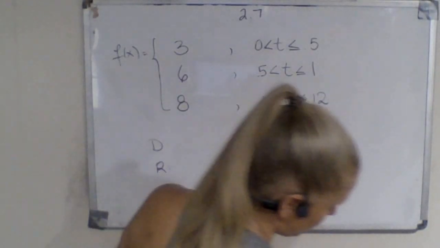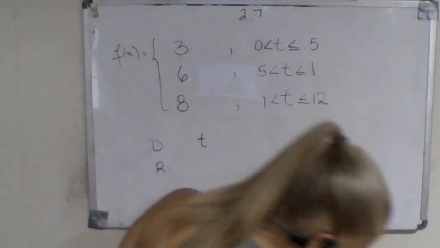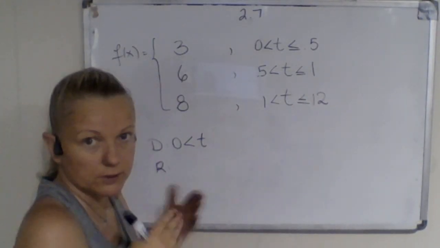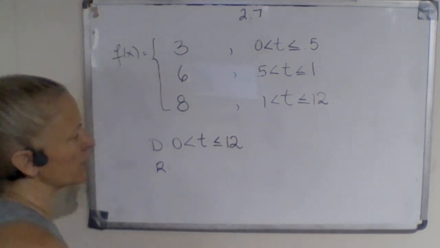They're also asking you for your domain. Domain stands for x, or in our case for t. Where does our time start? It has to be greater than 0, because otherwise you're not considering parking. You have to stay at least 1 second there. And it can be up to 12 hours that you can park in that place.